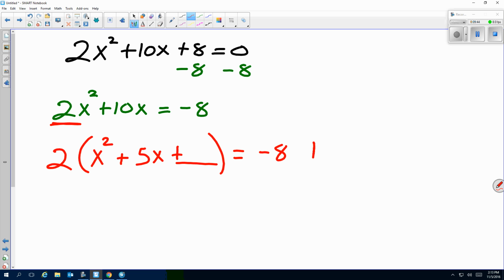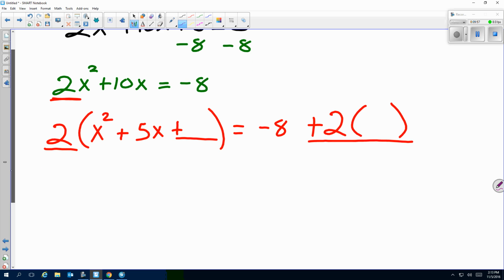You know, a little Taylor Swift in this house. And remember, if we divided a 2 out, we must multiply a 2 back in. This is going to get a little icky, but hang with me. What goes in our blank space?